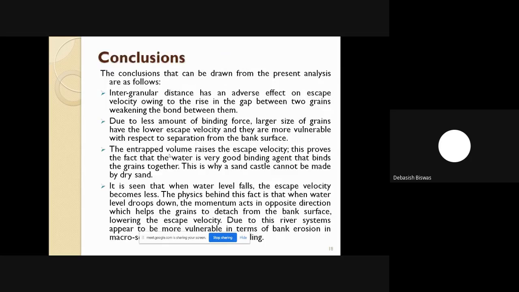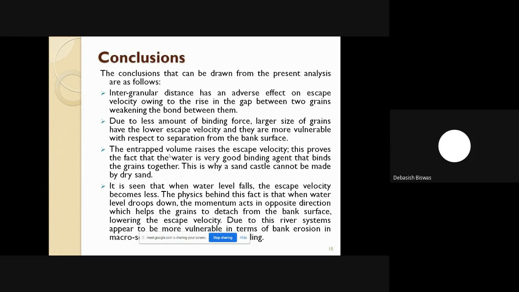The conclusion part. The conclusions that can be drawn from the present analysis are as follows. The intergranular distance has an adverse effect on the escape velocity owing to the rise in the gap between the grains within the bond between them. Due to less binding force, larger grains have lower escape velocity. As the particle size is large, the binding force between the particles is very small. That's why the escape velocity falls down. So the particle is more vulnerable to separation from the bank surface.